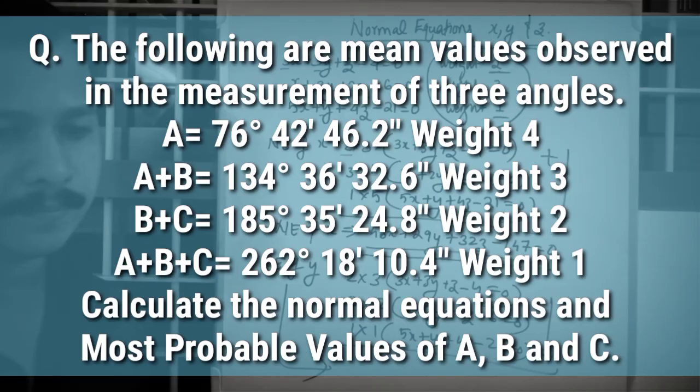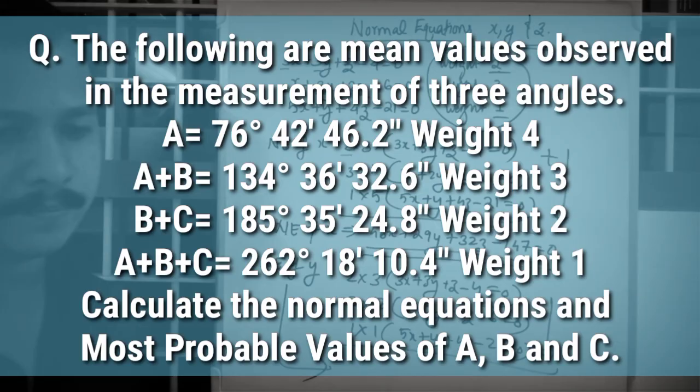So for the calculation of the normal equation of A, multiply the first equation with weight 4, multiply the second equation with weight 3, and for the third equation you don't have A. That means the coefficient of A is 0. So omit that third equation. You don't have to consider the third equation for the normal equation of A, because there is no A in the third equation. So multiply the weight 1 with the fourth equation and add all those 3 equations to get the normal equation of A.